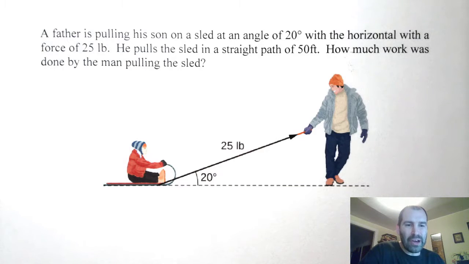Hi there. In this video, we're going to be looking at an application of dot product, and it is to compute work. Okay, so let's just look at this example, and we'll talk about what all this is. A father is pulling his son on a sled at an angle of 20 degrees with the horizontal, with a force of 25 pounds. He pulls the sled in a straight path of 50 feet. How much work was done by the man pulling the sled?